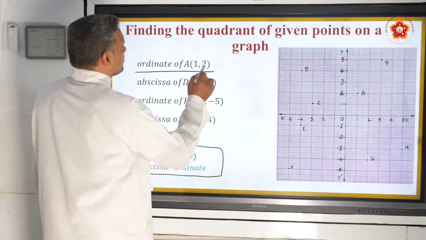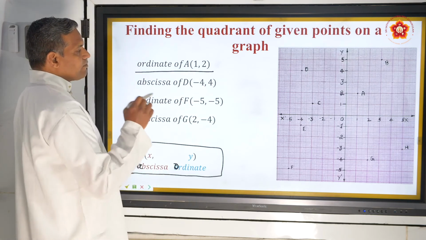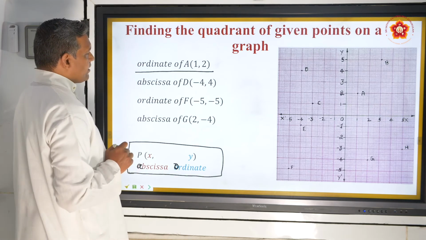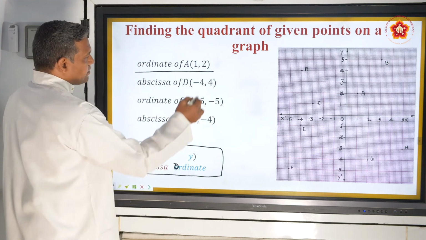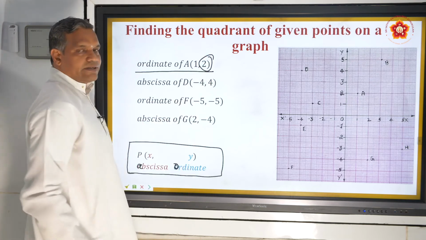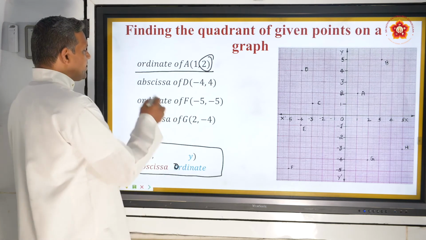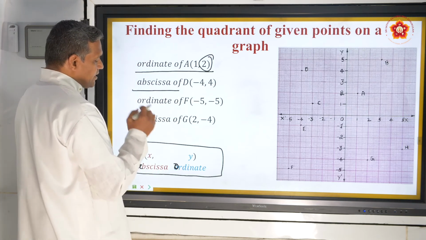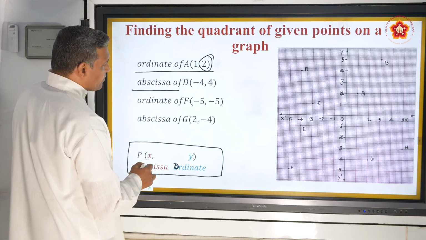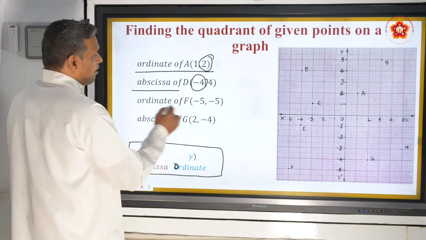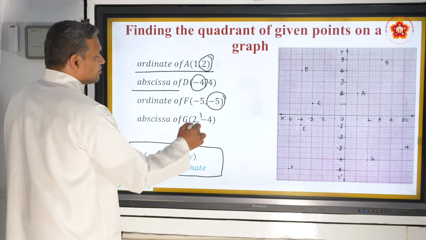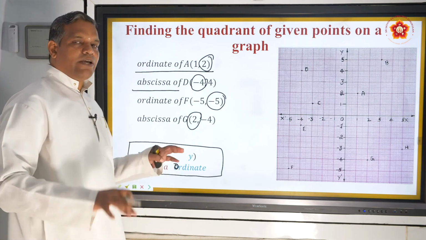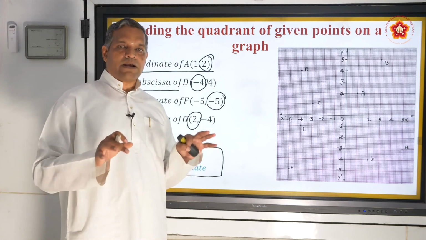So, I have given coordinates of point A, 1, 2. I am asking find the ordinate. The moment you see the ordinate, what it is? Y coordinate, that is 2 is the ordinate. Simple. Now, once again, abscissa of point D. So, what is abscissa? Abscissa is obviously x coordinate, first 1, minus 4. That's it. Here ordinate minus 5. Abscissa 2.